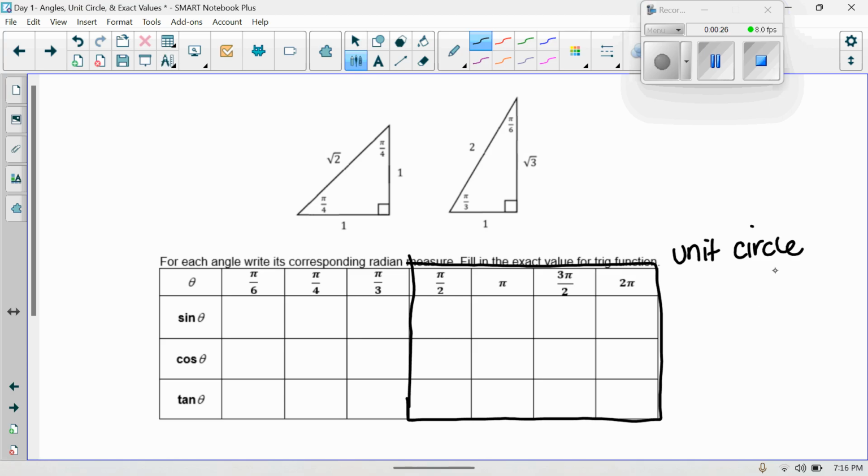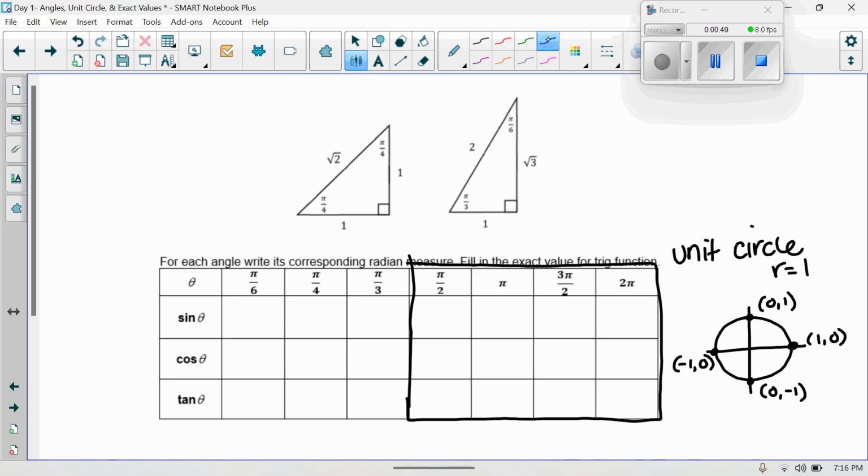So remember, the unit circle has a radius of 1. So if I were to graph my unit circle, this is the point 1, 0. This is the point 0, 1, negative 1, 0, and 0, negative 1. So we'll do these first since I already have it drawn out.